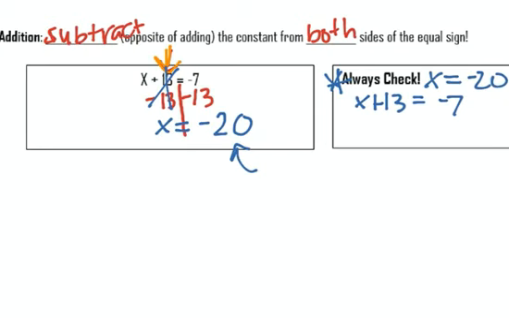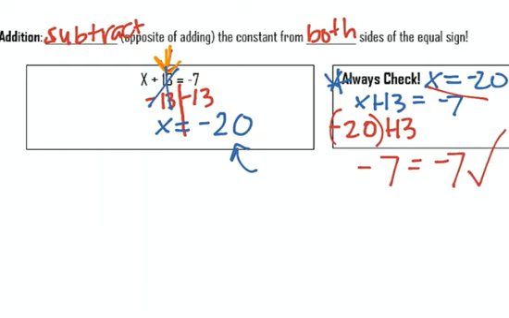So since I know what x equals, I'm going to plug it in for x, right below it, plus 13, use the original equation, and see what I get. Negative 20 plus 13 is, well, they're going to battle, and negative's going to win, and they're 7 apart. So negative 7 does equal negative 7, so it's a check.